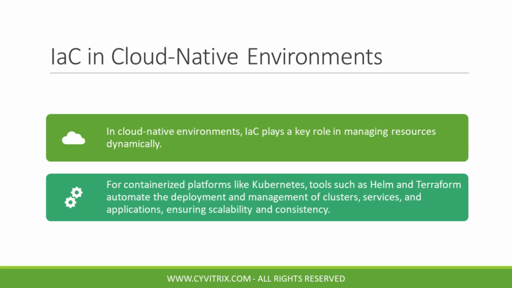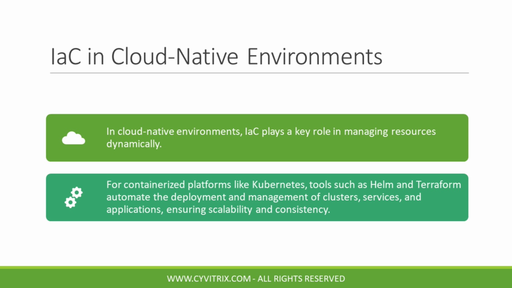IaC plays a crucial role in cloud-native environments, where resources are dynamic and need to be managed at scale. For example, Kubernetes, a widely adopted container orchestration platform, integrates with IaC tools like Helm, Kustomize, and Terraform to automate the provisioning and management of clusters, services, and applications. In these environments, infrastructure components such as networking, load balancers, and persistent storage can be treated as code, ensuring consistent and reliable deployments.